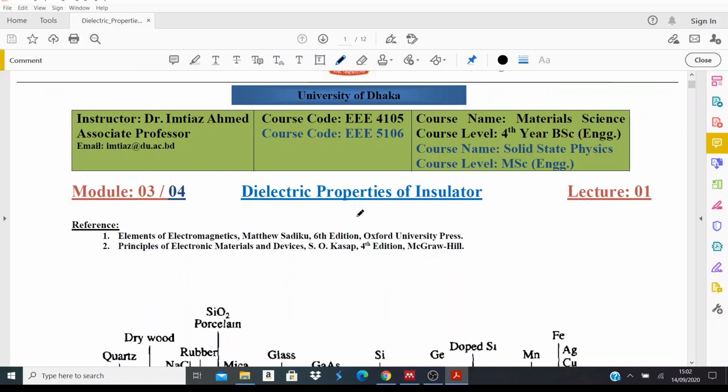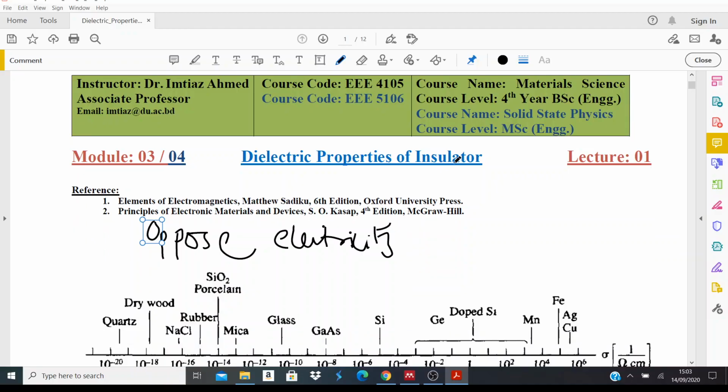Usually the insulators are good dielectrics, and the word dielectrics arises because the "die" here means something that opposes electricity, right? That's where the name comes from. So "die" means in this context some material that will oppose the flow of electricity, and those are really the insulators, right?